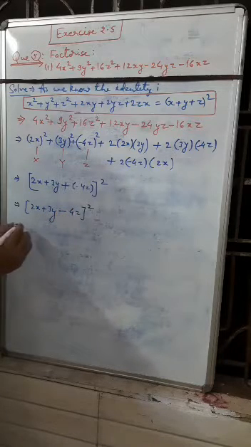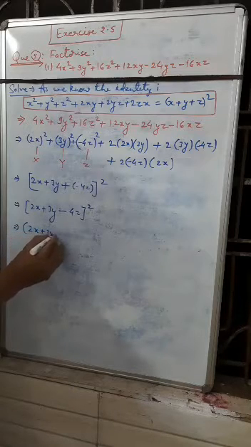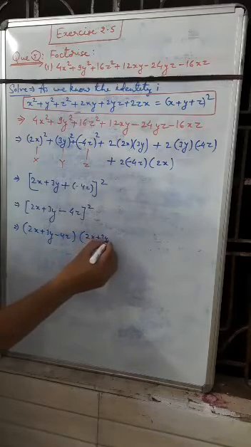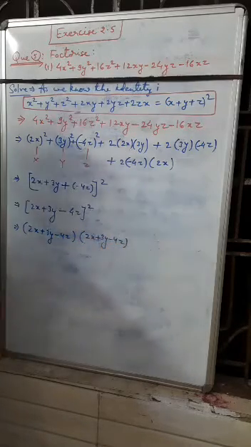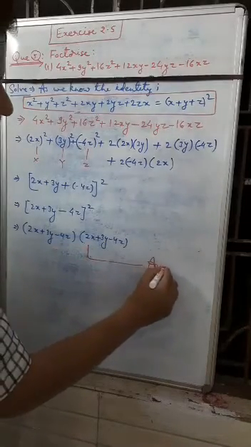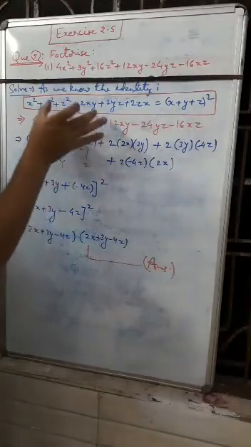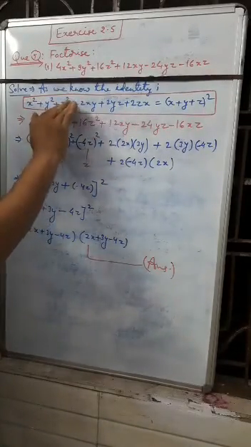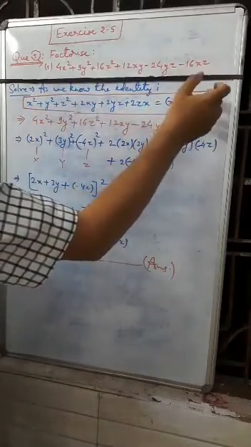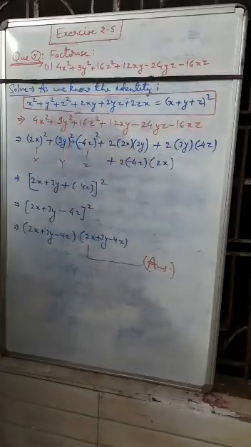So what is the meaning of whole square? We will write the equation 2x plus 3y minus 4z, and that is the answer of the given question. These are little difficult questions, but we will apply the identity, and how to convert into the identity x plus y plus z whole square is the most important thing during solving such kind of problem.